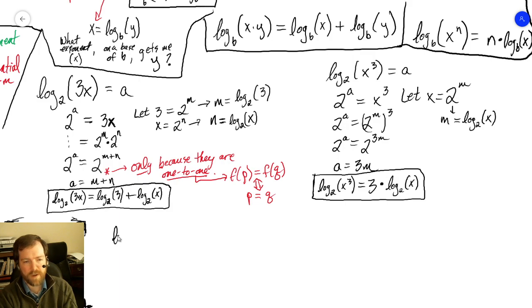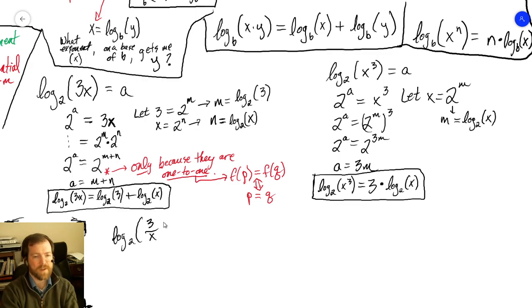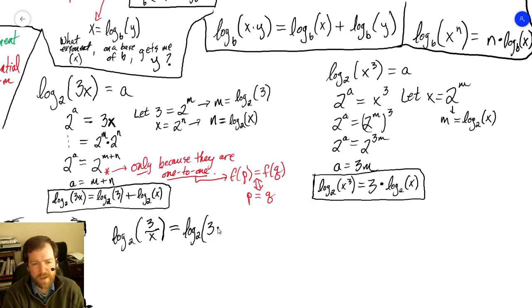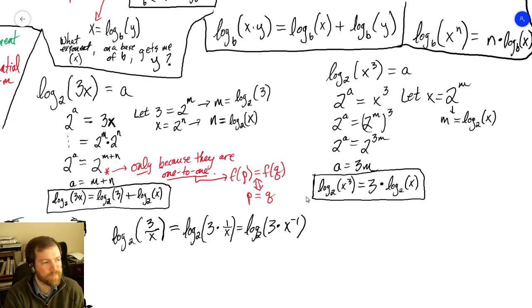So if we do log base 2 of 3 over x, so this is a rational function. What I'm going to do is say, you know what, I'm not even doing the a thing and trading stuff for logarithmic or exponential terms. I'm just going to do log base 2 of this 3 over x is the same as 3 times 1 over x, which is the same as log base 2 of 3 times x to the negative 1. This is an exponent. I know how to do exponents.